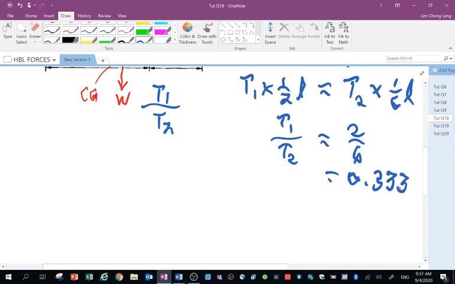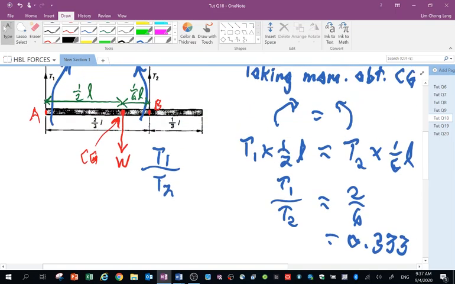All right. Now, if you ask me a question, can I actually take moments about A and B? Actually, you should try it out. It is still possible to obtain the ratio of T1 to T2 by taking moments about A and B. That will be a challenge to you. You can try it on your own. Thank you.